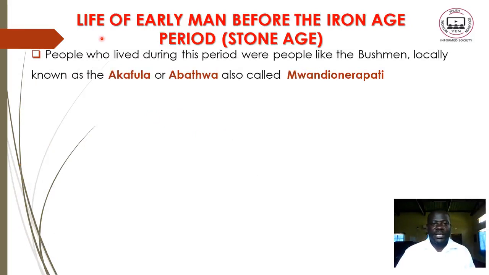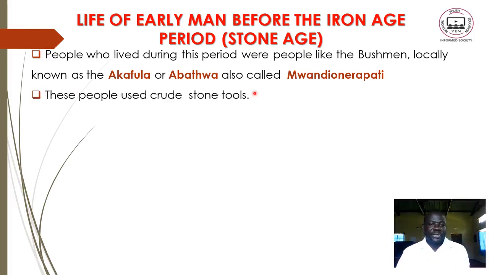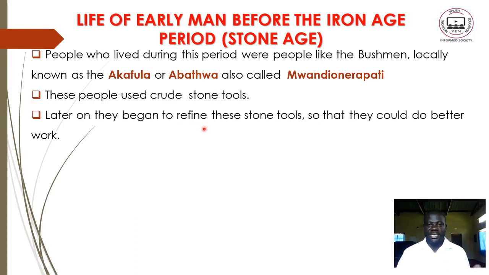Now, let us look at the life of early man before the Iron Age period. Here we are going to look at the Stone Age. In the Stone Age, the people who lived during this period were people like the Bushmen, locally known as the Akafula or Abatwa, who are also called the Mandone Rabat. Those people were living before the Iron Age. We can say they were the Stone Age people. They were using stones as implements. These people used crude stones in their day-to-day activities.